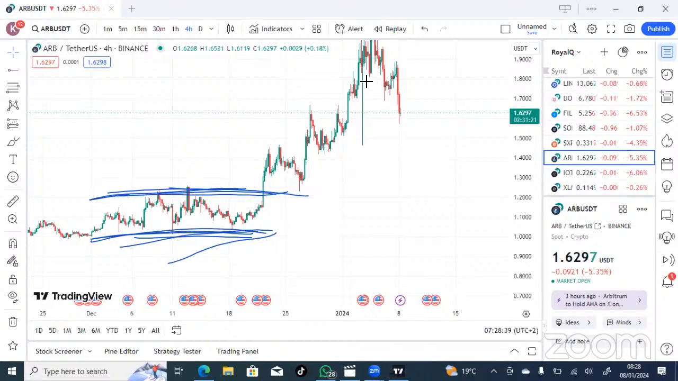After forming a ranging market, it breaks the ranging market, and now it forms a high, a low, a high, and then down, down, down, down. Then it hits the high, then it retraces.